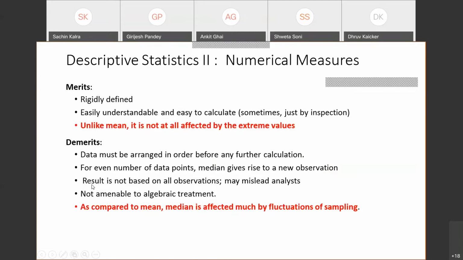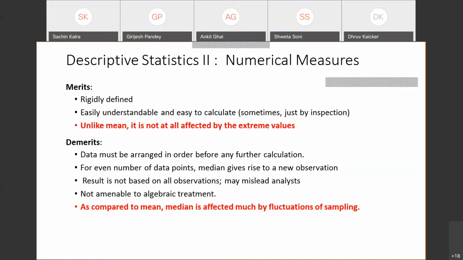And sometimes a result not based on all observations may mislead analysts. Sometimes we do not, so take this line with a pinch of salt. I just kept it for your understanding only. Result is not based on all observations, although we take all observations, but sometimes it may not be, because we don't have the complete data with us. For example, if you have a column and 70% of the values are there, 30% are missing. Now you take the median. Now that median is for those 70% values only. We cannot say with much confidence that this is going to be the median for the whole column, because the result is not based on all observations. So, with a pinch of salt.